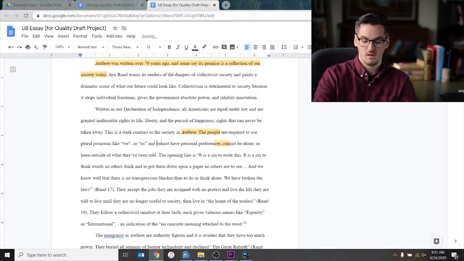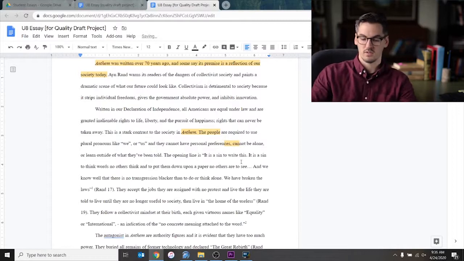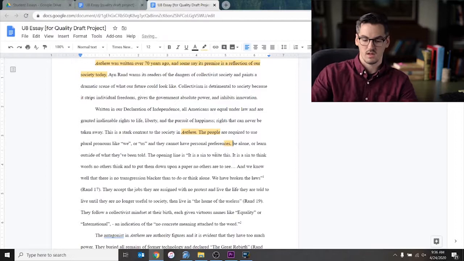And they cannot have personal preferences, and then we don't need to have cannot again. It's already there. It's already made negative, right? They cannot have personal preferences, be alone, or learn outside of what they've been told. And then, of course, if we do have a comma, it should go inside the quote mark.